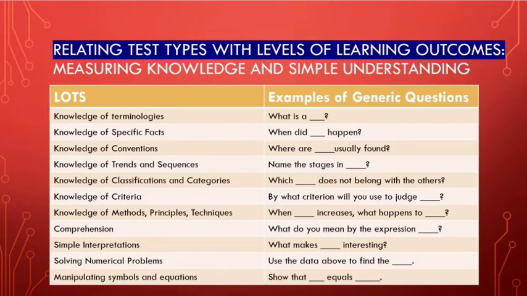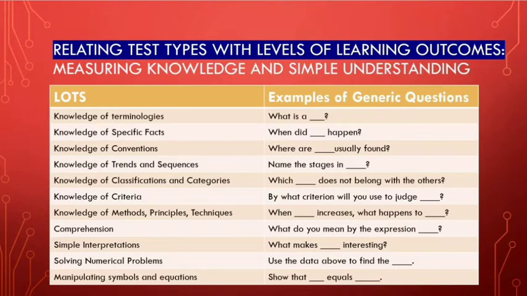So, talking about knowledge, if your goal is to test the knowledge of the learners in terms of terminologies, an example question is, of course, what is a blank? What is matter? What is science? So this is simply testing the knowledge on terminologies. While for the second one, knowledge of specific facts, we could have this question: when did blank happen? Talking about a specific date. Knowledge of conventions, a possible question would be what are blank? Where are blank usually found? So this is about location.